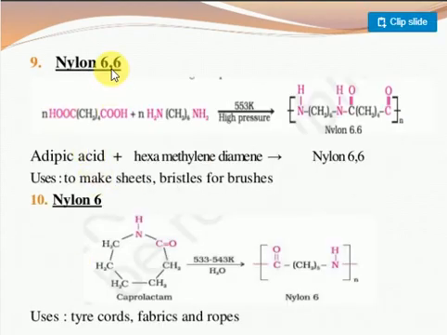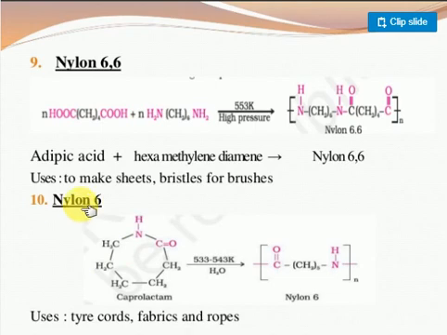Next one is nylon 66. Nylon 66 you know very well is made from adipic acid and hexamethylene diamine. Adipic acid is HOOC(CH2)4COOH, along with hexamethylene diamine. At 553 Kelvin temperature they form nylon 66. This is called a condensation polymer only.